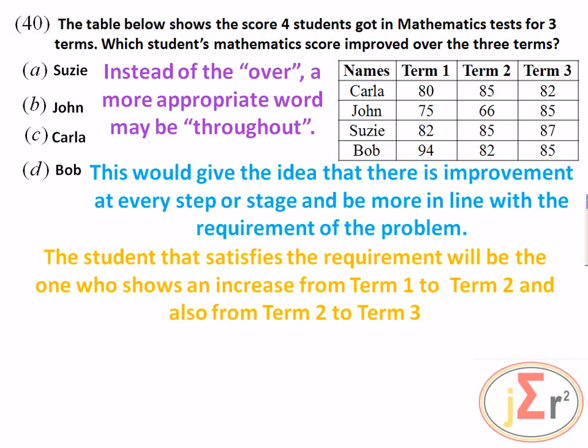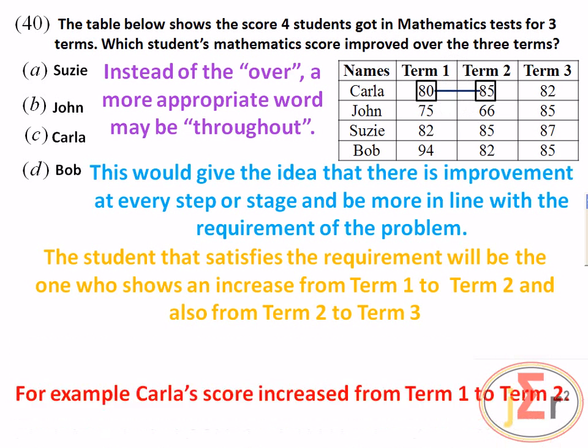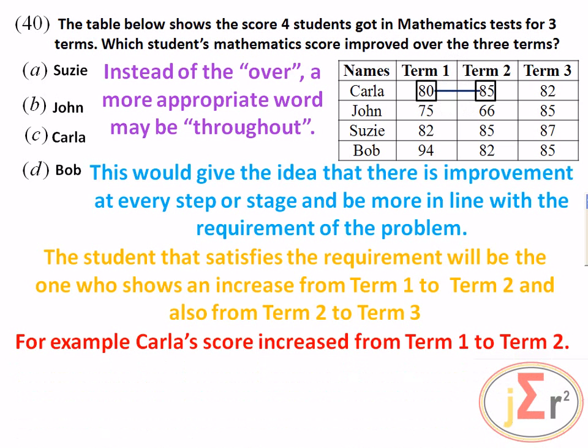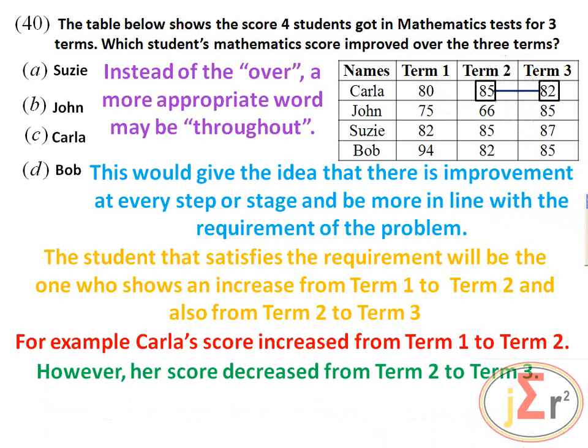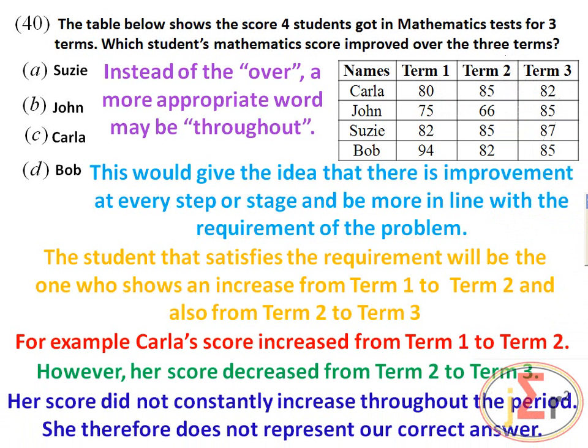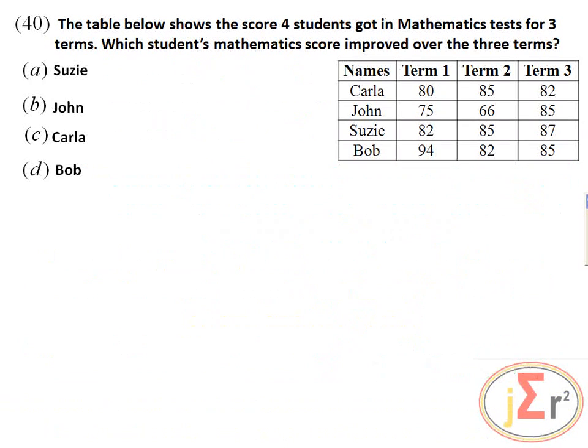Which student is that, Jerry? Susie. Okay, so Jerry is identifying that one already. So let us look at Carla's. For example, Carla's score increased from term 1 to term 2. Is that right? Yes. It does. But what about from term 2 to term 3? There's a decrease. Her score decreased from term 2 to term 3. Her score did not constantly increase throughout the period. She therefore does not represent our correct answer.